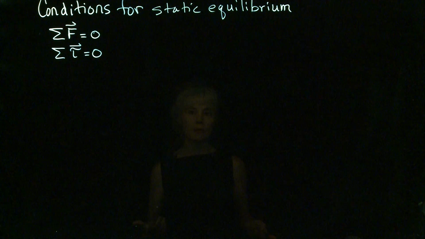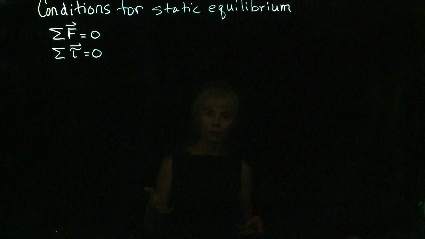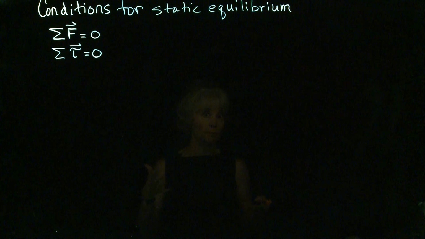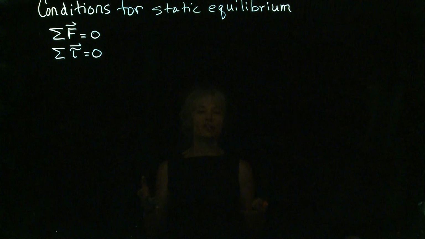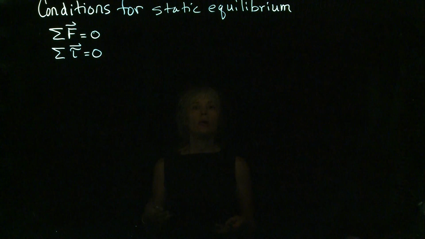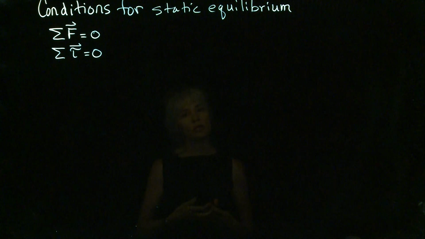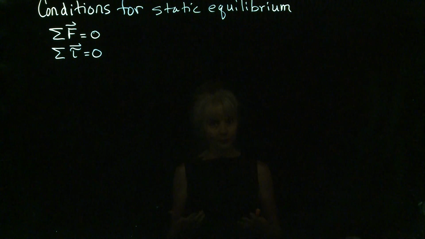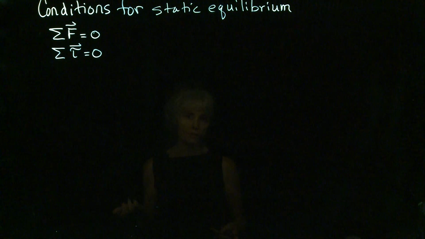Remember, we have two different types of equilibrium. We can have dynamic equilibrium, in which the object is in motion, but it is not changing its state of motion. And then we can have static equilibrium, in which the object is not in motion, and of course not changing its state of motion as well.